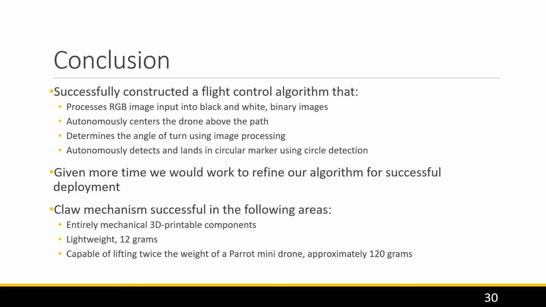For the claw mechanism, we were successful in creating a SolidWorks design and were able to print all the 3D parts and have a physical model in hand. The fully functioning claw mechanism only weighs about 12 grams, which is considered lightweight. And finally, the claw mechanism was able to lift twice the weight of the mini-drone, which is approximately 120 grams.